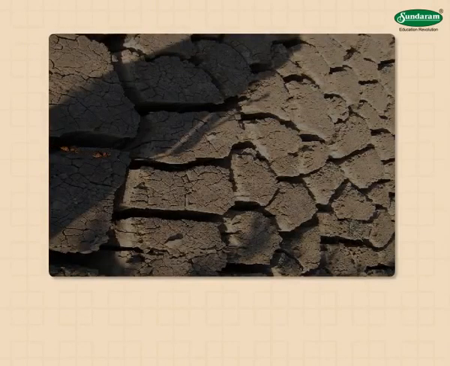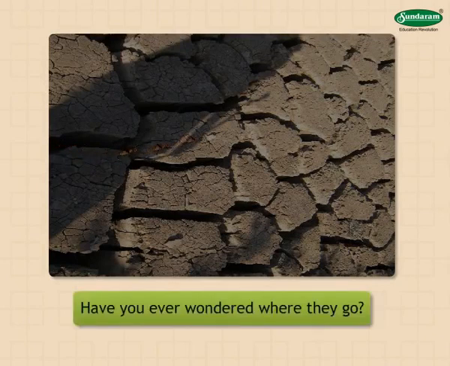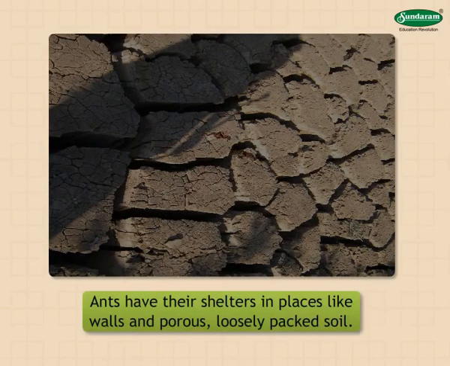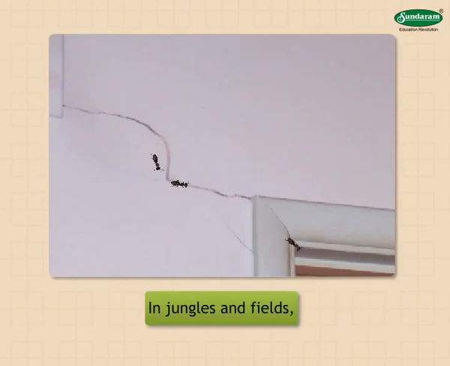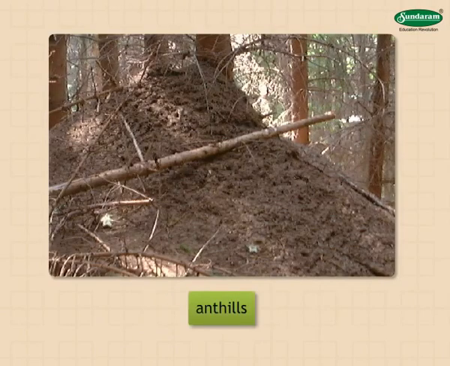Anthills. We see ants moving in lines from one place to another. Have you ever wondered where they go? Ants have their shelters in places like walls and porous, loosely packed soil. In jungles and fields, ants construct anthills from grains of soil.